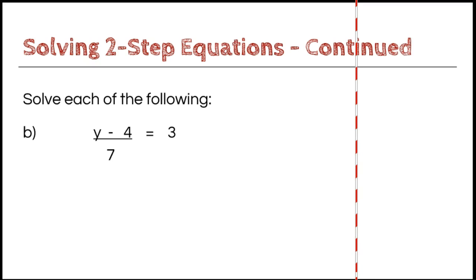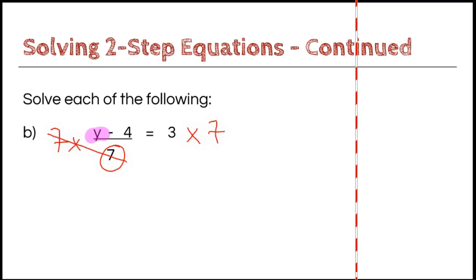All right, so again, what I want to do is locate my variable. In this equation, my variable is y. So that means I need to get rid of the negative 4 and the 7, but this 7 down here is farther away from my variable than the minus 4. So I'm going to multiply by 7. Whatever I do to one side, I do to the other. By multiplying by 7, I undo the dividing by 7, and those cancel out.